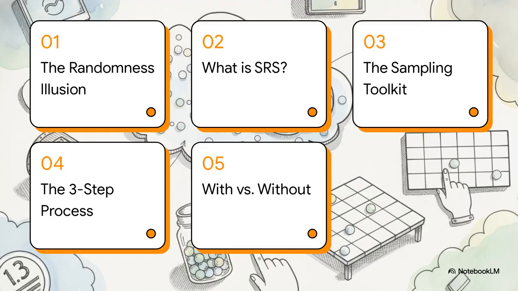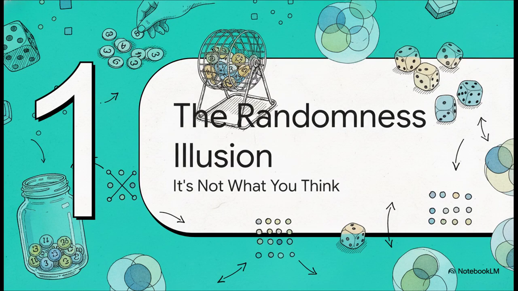So here's our game plan. First, we're going to bust a super common myth about what random even means. Then we'll get into the official definition, what tools you'll need to do it right, and the exact 3-step process to pull it off yourself. And we'll wrap up with one final crucial detail that really changes things. Okay, let's just dive right in.